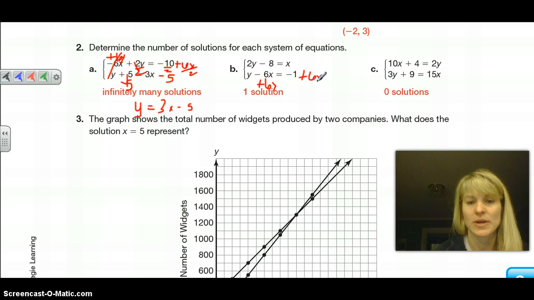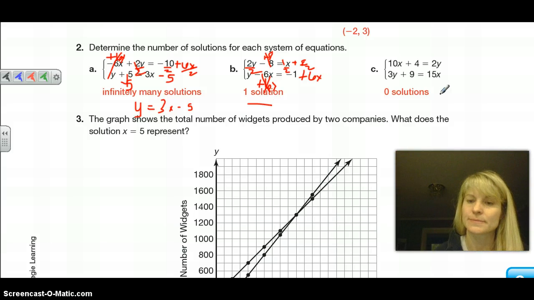This one I added the 6x over here to here. So I have y equals negative 1x plus 6x. Here we can add the 8. So that's gone. And then you divide by the 2 and leave the y. And it's just asking the number of solutions. So this is going to be 1/2 x. This is 6x. So the slopes aren't the same. So I know it's one solution.